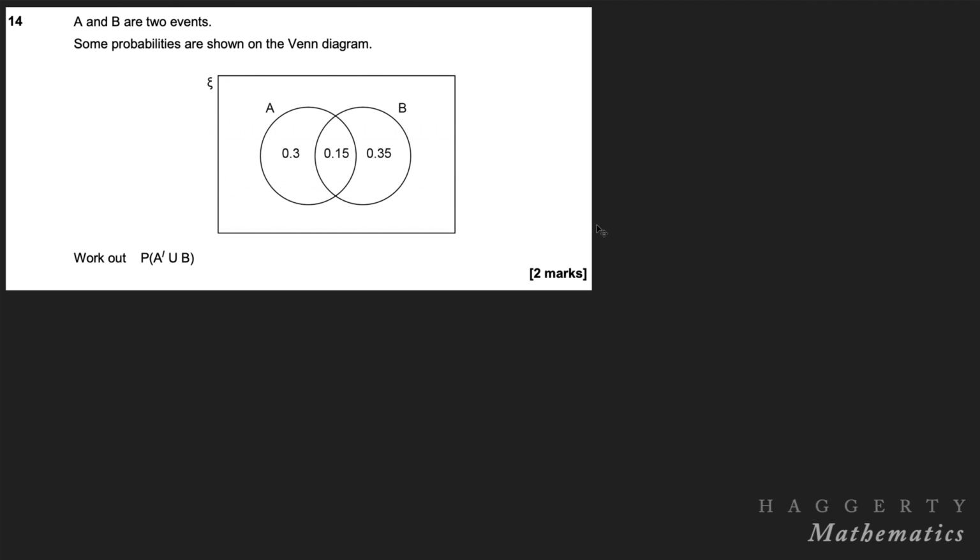Question 14. A and B are two events. Some probabilities are shown on the Venn diagram. Work out the probability of A' union B. So this A dash means not A. And then this U means union, which essentially means or. And then B. So this means the probability of not A or B. That's what we're being asked for here.